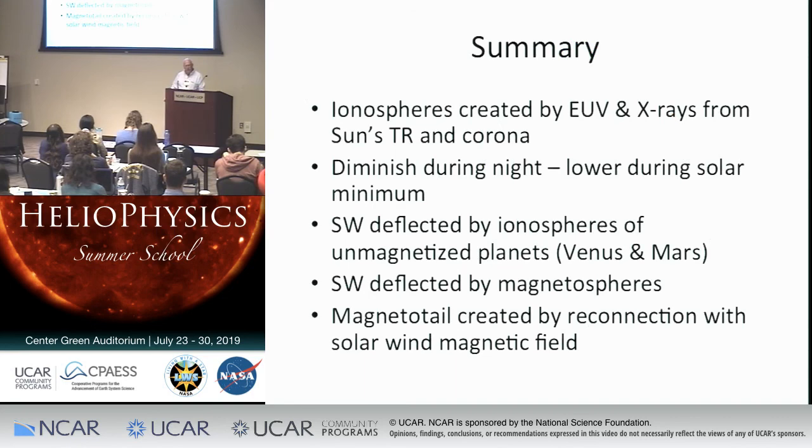So now you sort of see that, yes, this is not so complicated that a simple-minded astronomer whose knowledge of the periodic table ends at helium can't digest it and understand it. So this is sort of summarizing that simple-minded view. The ionosphere is created by the X-rays and EUV photons from the sun. It diminishes during the evening because there aren't any photons, but it doesn't go away because it takes a while to recombine. The solar wind would be deflected by the ionosphere if that's all it saw, as in Venus and Mars. However, if you have a magnetic field, the solar wind is deflected by the magnetic bubble created by that magnetic field, the magnetosphere, and that is accompanied by reconnection, which drives the magnetic field lines from the day side to the night side and then back along the lobes.